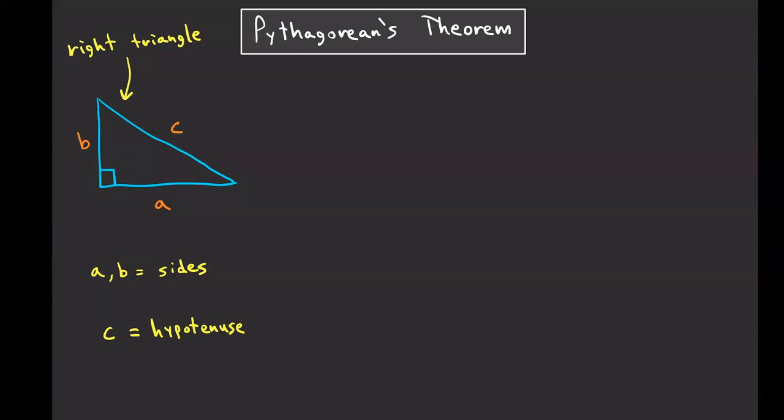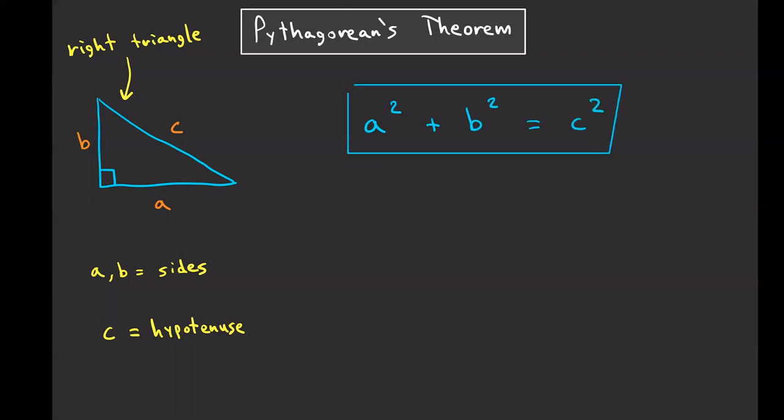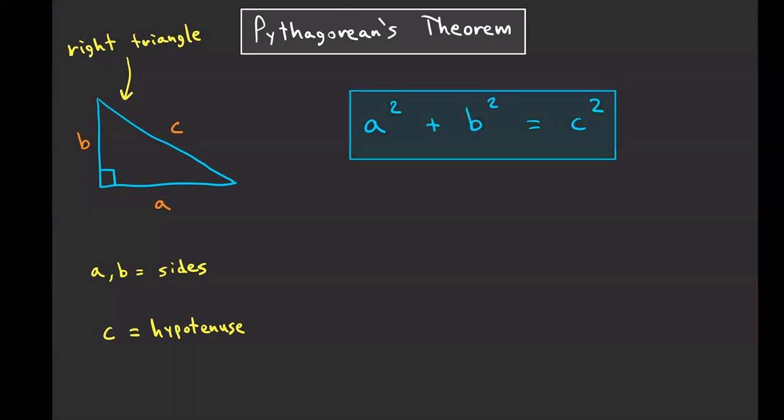So what Pythagorean's theorem tells us, and this is a pretty awesome theorem, it's very useful. We're going to use it a lot, that's for sure. It tells us that A squared plus B squared is equal to C squared. And so let's make sure we highlight that. So A squared plus B squared is equal to C squared.